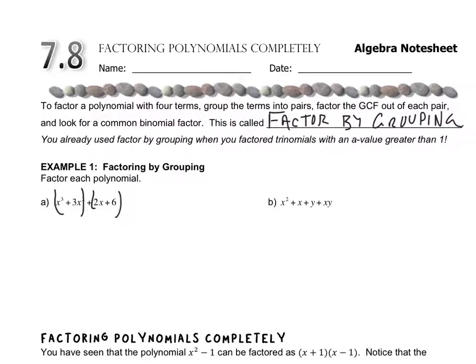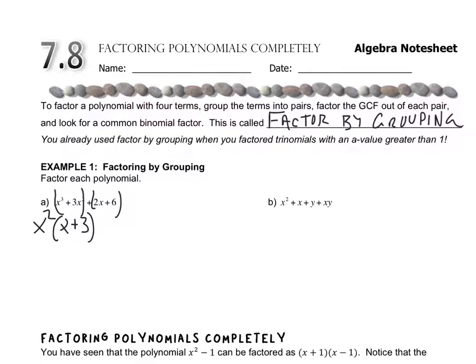And what we're going to do is look for the greatest common factor of each of the pairs. So looking at the first one, just focusing right now on this, what is the GCF of x cubed and 3x squared? Well, the GCF is going to be x squared. If I remove x squared, then the inside would be x plus 3. So that's just removing the greatest common factor from the first pair of terms.